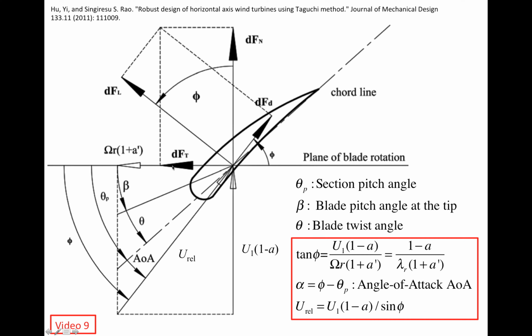So if r is fixed, right, we are looking at a particular radius, and if we vary the incoming wind speed, if u1 actually increases or decreases with time, then how are we supposed to actually change the pitch angle of this particular section of the blade, right?